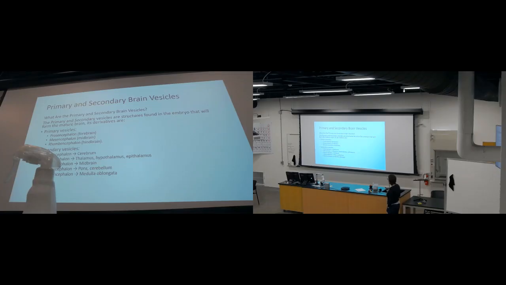And then the secondary vesicles will form the cerebrum, which is the telencephalon, the diencephalon, which will be subdivided into thalamus, hypothalamus, and epithalamus, the mesencephalon, which will be the midbrain, the metencephalon, which will form the pons and the cerebellum, and the myelencephalon, which will form the medulla oblongata.